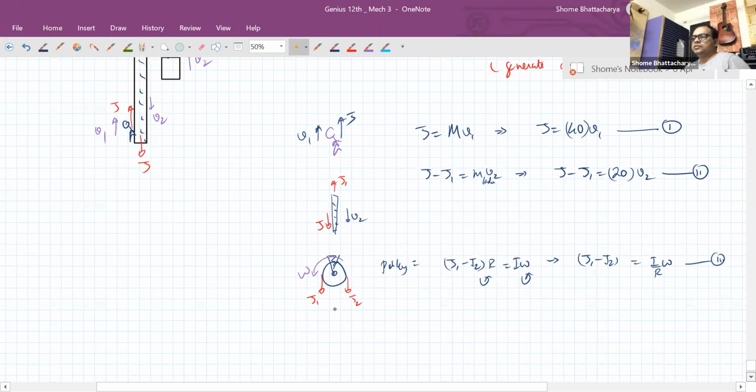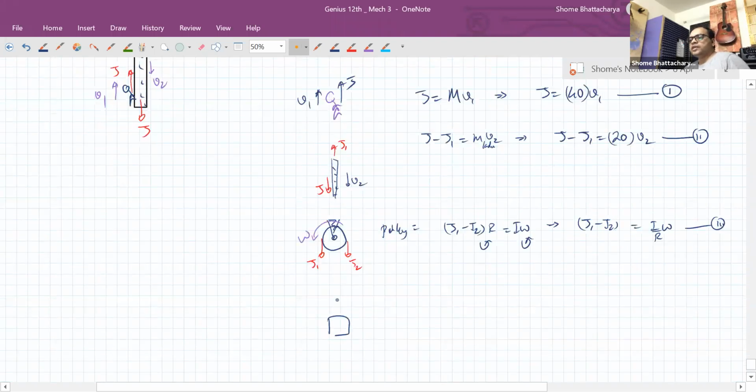And finally, if you look at the block on the other side, there is J2 acting and it's giving it an upward velocity V2. So on the counterweight, we have the equation J2 is equal to M2 V2. So J2 is equal to 60 V2. This is our fourth equation.